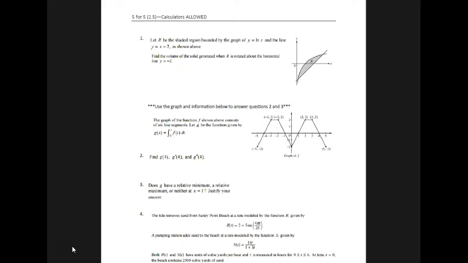Okay, let R be the shaded region bounded by the graph y equals ln x and the line y equals ln x minus 2. Find the volume of the solid generated by revolving it around the line y equals 3. Yeah, it's actually not a washer, it's a disc. Okay, skip your number 1. I told you, I just printed a random page in the packet.